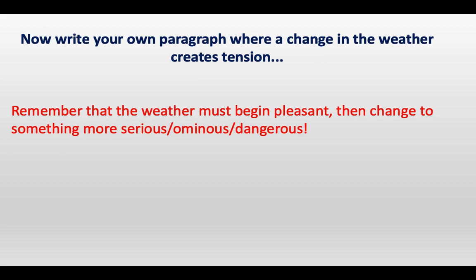So I would like you to write your own paragraph now where a change in the weather creates tension. So of course you need to start your paragraph with the weather being lovely and pleasant and happy and have this sort of positive imagery to begin, and then change to something more serious. So perhaps it's raining and you quite like the feel of the rain, and then suddenly that rain turns to sleet and that sleet turns to snow, and then you're in the middle of a snowstorm. Okay, so think about what weather you're going to start describing, perhaps 1 or 2 lines describing nice weather, and then move into your change of weather, your more serious change.